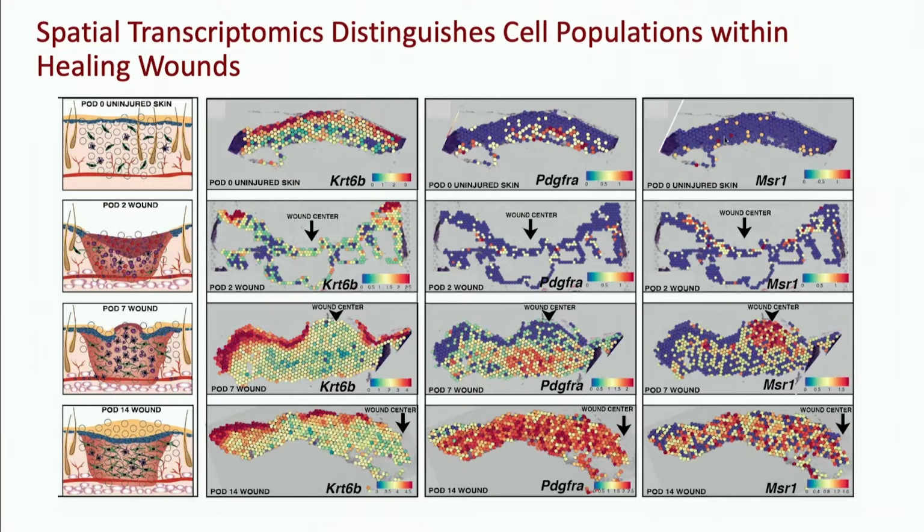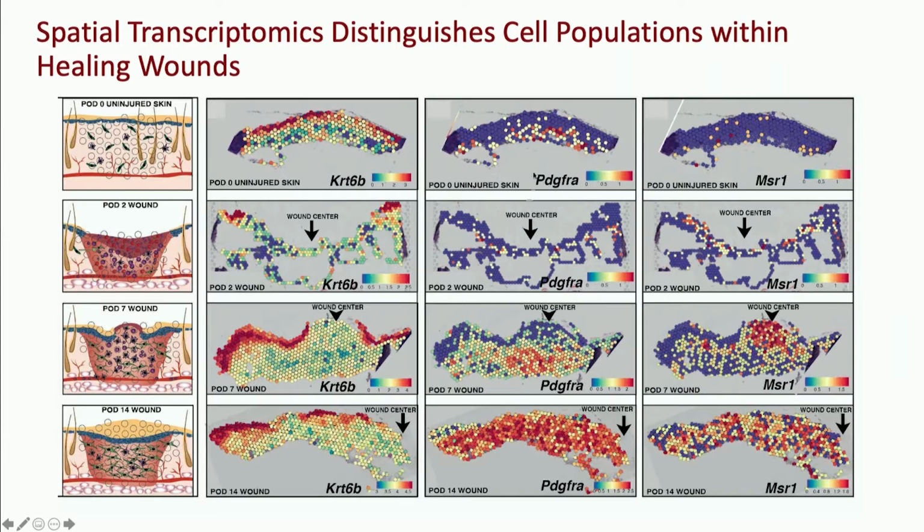The leftmost one shows KRT6, a keratinocyte marker. You can see in unwounded skin, it is present at the epidermis. And after the wound, it's not there, obviously, in the wound center at day 2. By day 7, they've migrated toward the wound center. And at day 14, in a scar, we have a fully epithelialized tissue section.